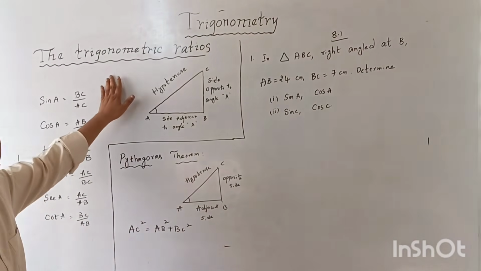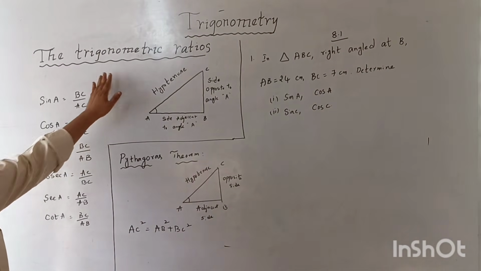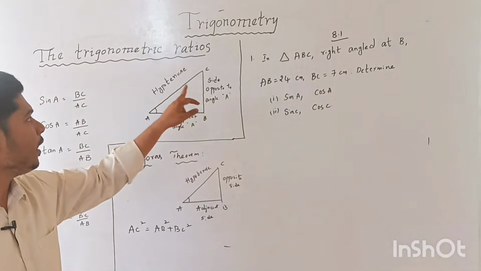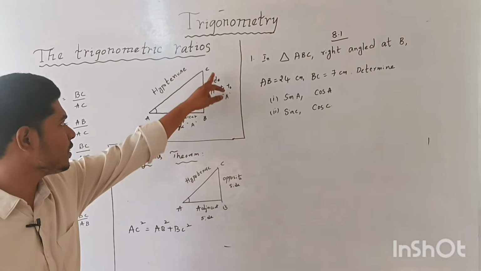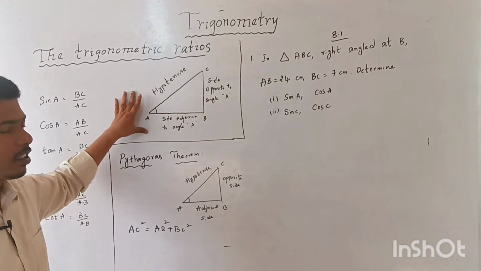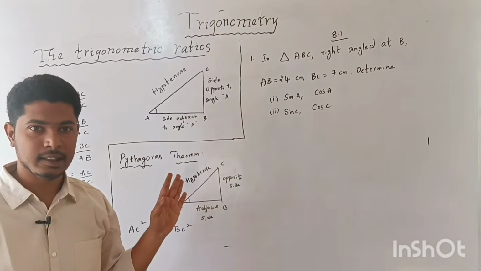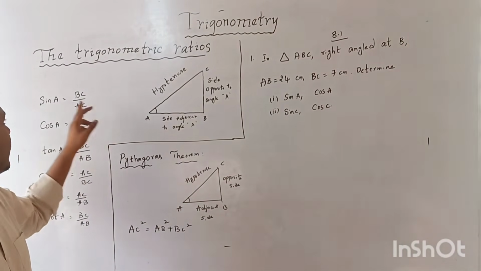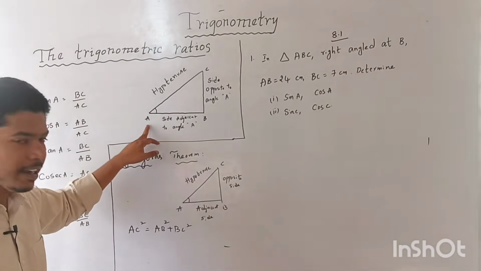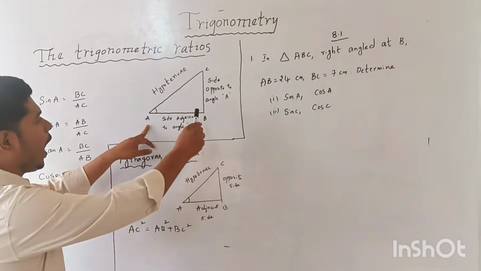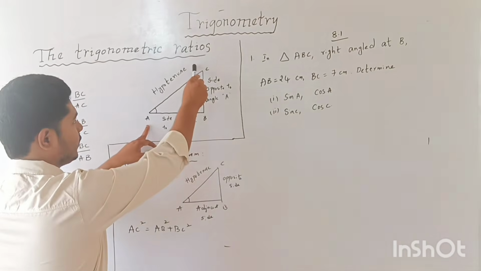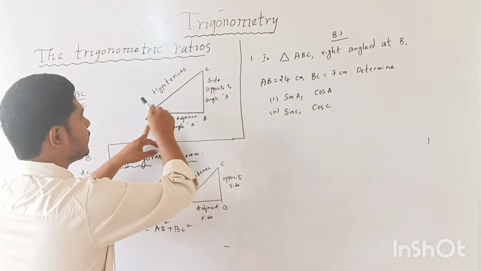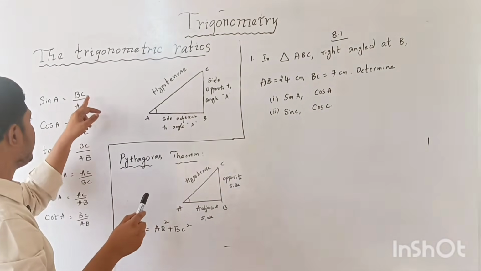What are trigonometric ratios? Sin A is equal to opposite by hypotenuse, that is BC by AC. This is a right angle triangle. The angle we are taking is at A, sin A. For sin A, the formula is opposite by hypotenuse. Here, the length of the opposite is BC and the length of the hypotenuse is AC. That is BC by AC.